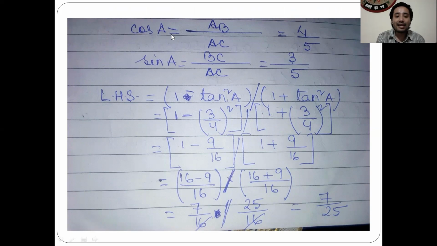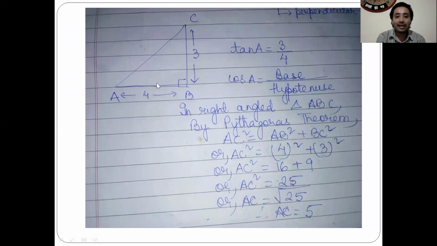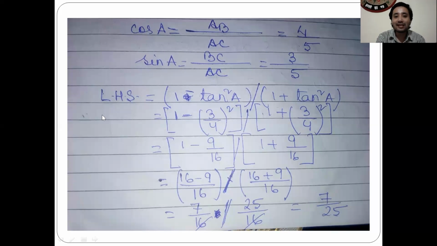So cos A is given by what? Base by hypotenuse. Sine A is given by what? Perpendicular by hypotenuse. So if I go back into the triangle also, cos A will be base by hypotenuse. That means AB by AC. Sine A will be perpendicular by hypotenuse. That is BC by AC. So I know all the values. I just have to substitute. So AB by AC is 4 by 5 and BC by AC is 3 by 5.